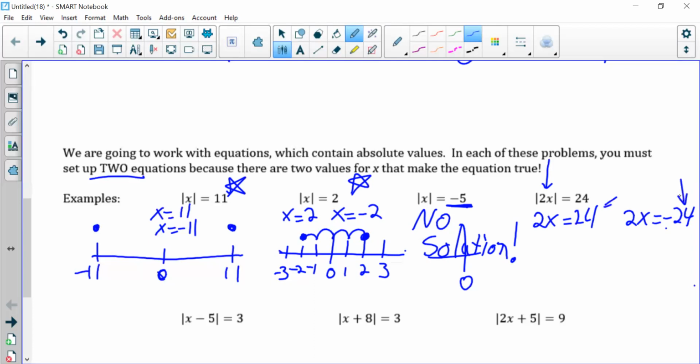The only difference with this is I've got extra stuff inside the absolute value bars. So I can't just say I have a solution right now. Once I've got it split, now I have to actually solve it. So I don't care what 2x is. I want to know what x is. So I divide both sides by 2. So x equals 12. Go over here to my second one. Divide both sides by 2. So x equals negative 12. All right, let's scroll down.